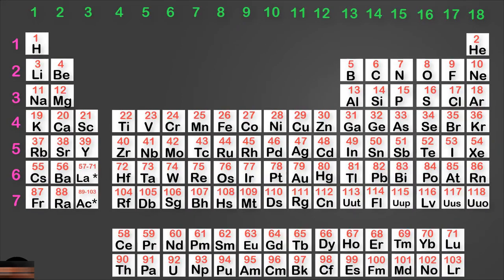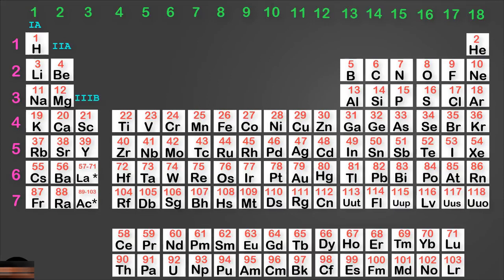As we have seen, the new scheme has group numbers from 1 to 18. Now let's look at the old scheme. Group 1 has the number 1A. Note 1 is written in Roman numeral and the alphabet capital A. Group 2 is 2A. Now when we go to group 3, it's tricky.